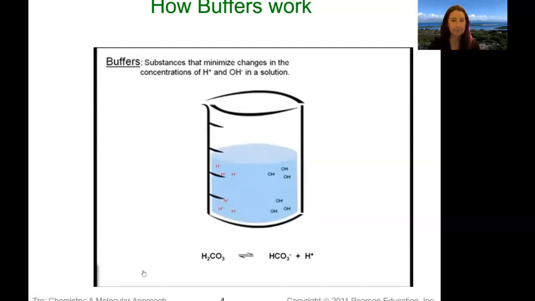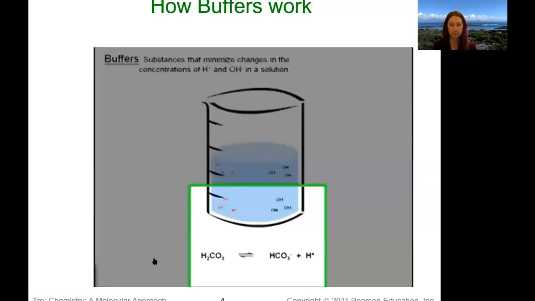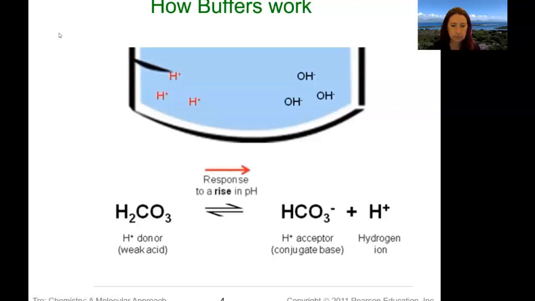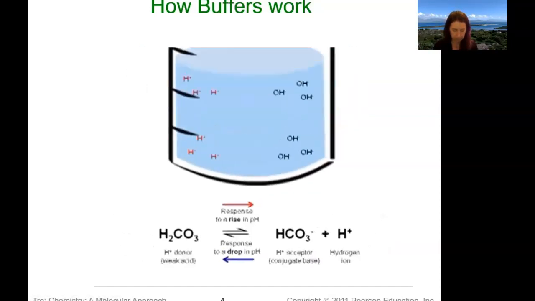All that means really is that buffers prevent change in pH. At the bottom of the screen is an example of a buffer. Buffers are made up of a weak acid, which is a proton donor, and its conjugate base, which is a proton acceptor. In this equation, we'll run in both directions to prevent dramatic changes in pH. It will run to the right in response to a rise in pH, and it will run to the left in response to a drop in pH.